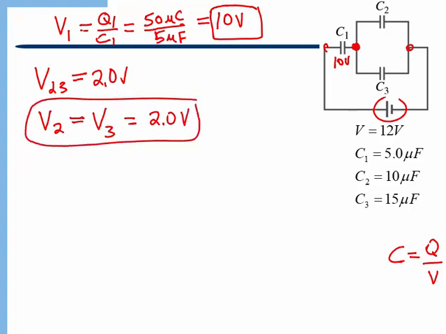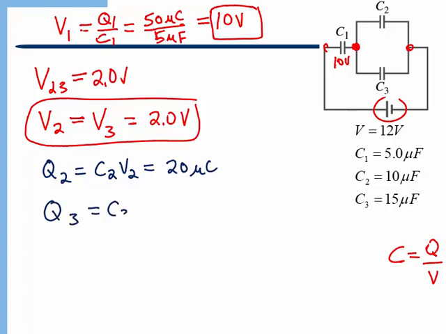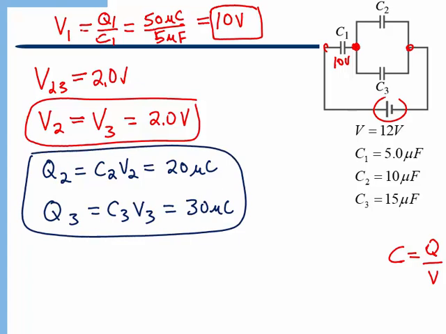And then finally, the last thing we have to do is find the charge on each of those. The charge on C2 is just going to be C2 times V2, and that comes out to 20 microcoulombs. The charge on capacitor 3 is C3 times V3, and that comes out to be 30 microcoulombs. So those are our last answers that we needed to find.